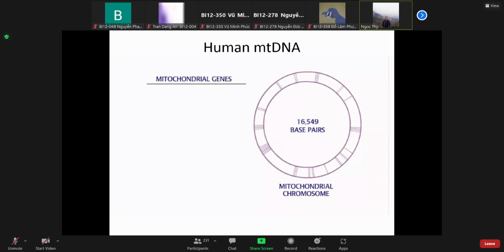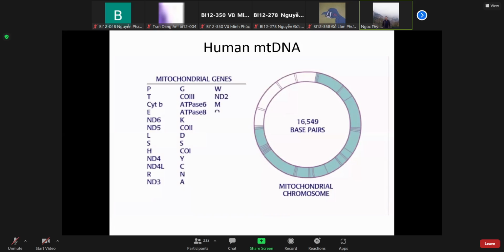13 genes are involved in the process of oxidative phosphorylation. 22 genes encode transfer RNAs for specific amino acids, whereas 2 genes encode the 2 subunit rRNAs of ribosomes.